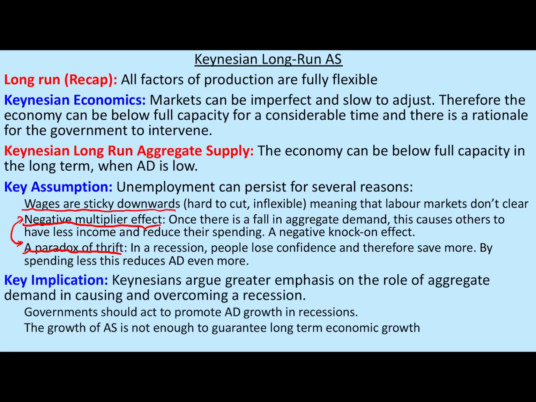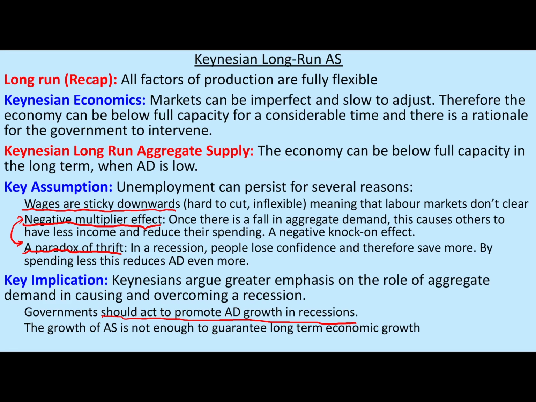So the key implication of this Keynesian idea of aggregate supply is that they argue for greater emphasis on the role of increasing aggregate demand to overcome a recession, as opposed to the classical model, which puts more emphasis on increasing aggregate supply to get long-run economic growth. So governments should act to promote aggregate demand growth in recessions. That's what a Keynesian economist would say.